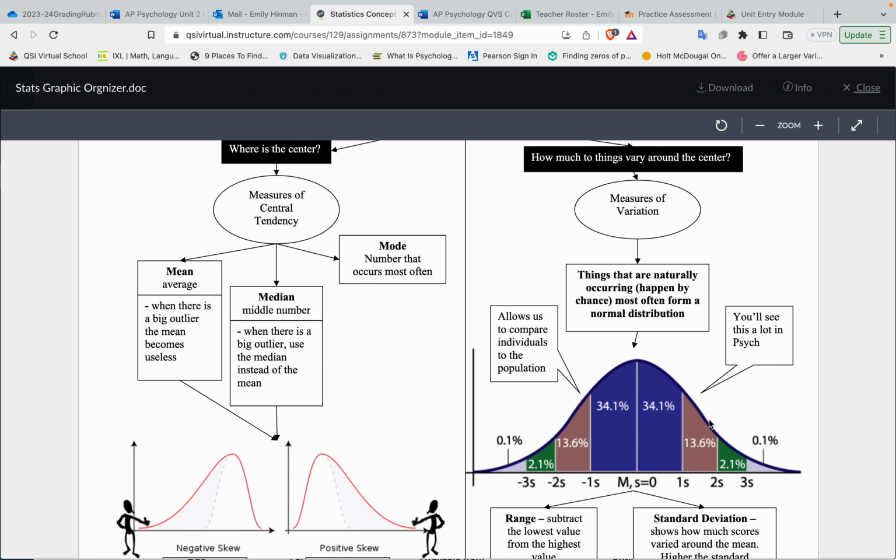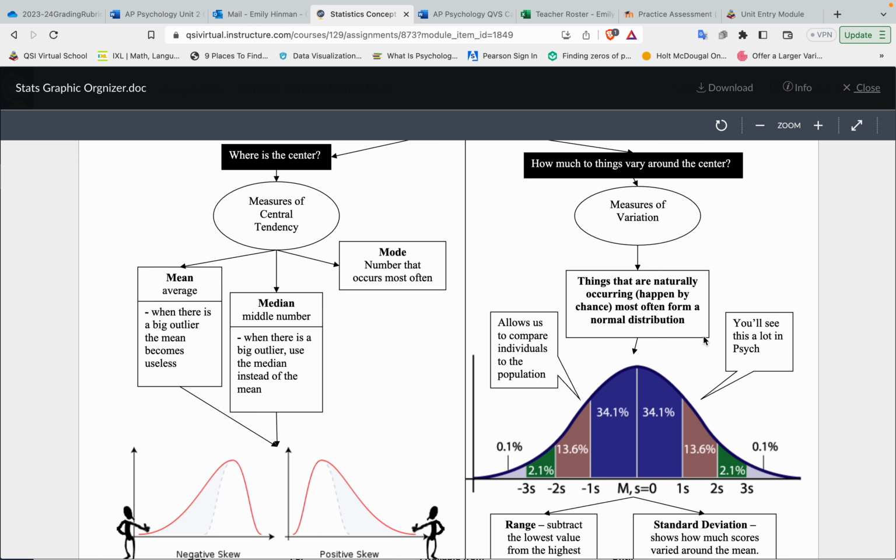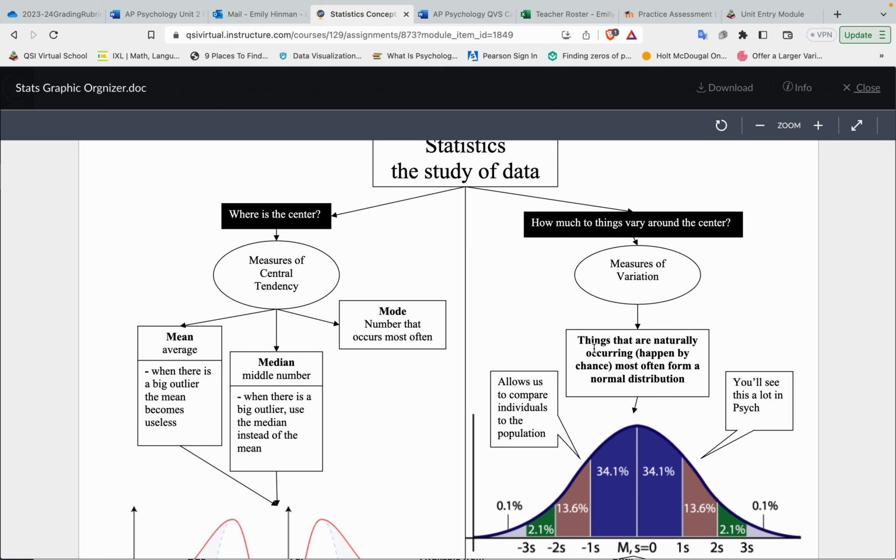So make sure you'll see that. You need to know how to read this chart. There are some videos on how to read a normal distribution. What do these percentages mean? So maybe you're adding some notes to the margins to make sure that you understand how to use this information.